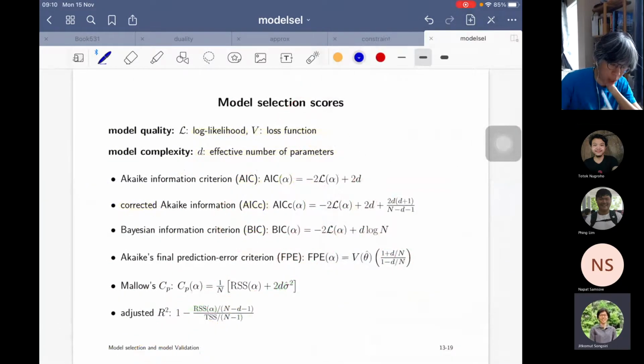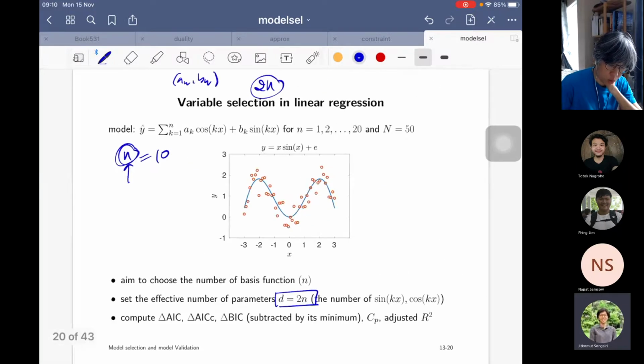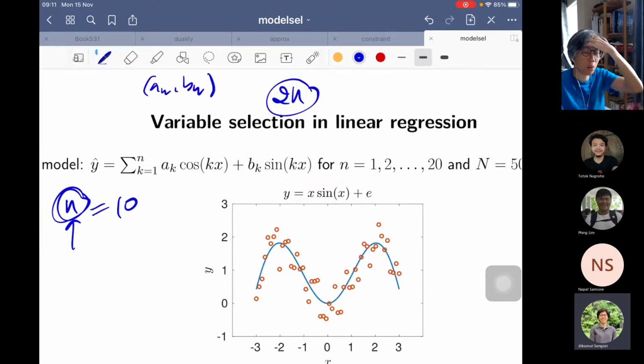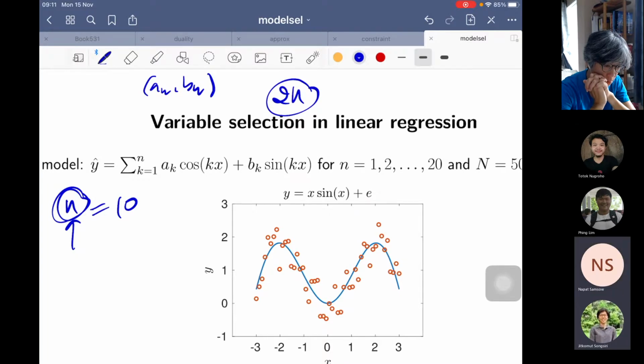So I'm going to calculate all of these scores from this slide using d equals 2n. What technique can I use to estimate the parameters from all the methods we learned? What estimation technique can we use? Napat: Least squares framework. Yes, it can be least squares, right?